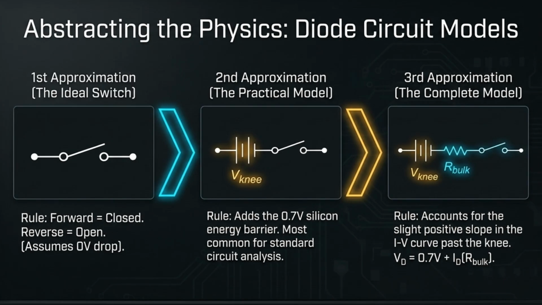Diode circuit models abstract the physics for analysis. The first approximation is an ideal switch. The second, or practical model, adds the knee voltage. The third, or complete model, accounts for bulk resistance.